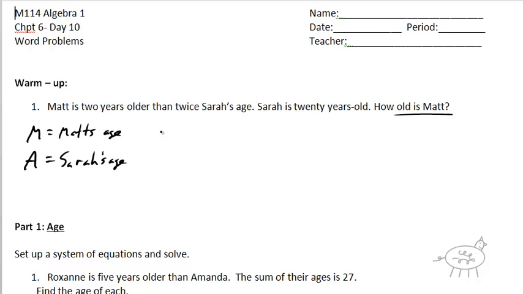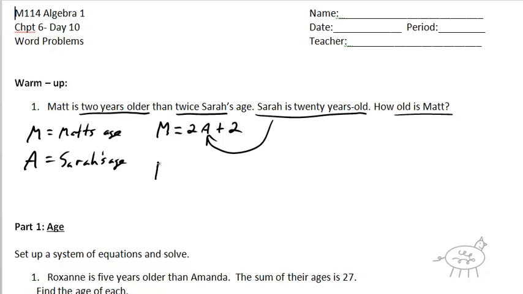Okay, so if I said Matt is 2 years older than twice Sarah, well, twice Sarah means 2 times A, and it's 2 years older, so it's more, so it's plus 2, 2A plus 2. Okay, and that's really my only equation for this one, and my only substitution is that Sarah's 20, so that goes in where Sarah is. So M equals 2 times 20 plus 2, so 40 plus 2, Matt is 42 years old.